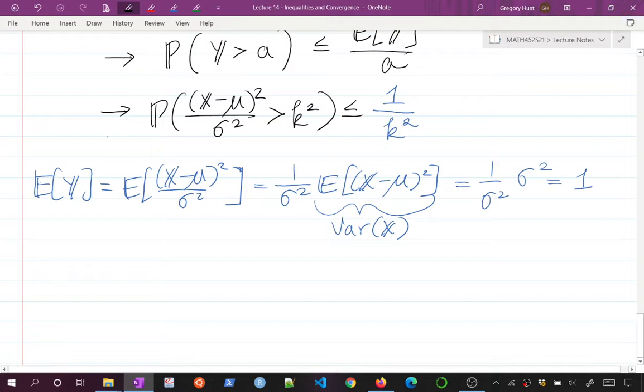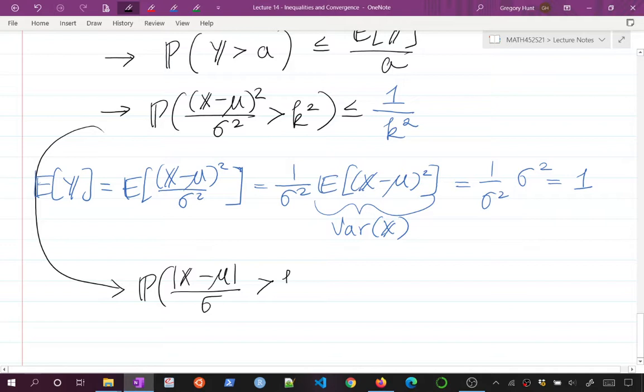So we can go one more step here, which is that we could just take a square root of both sides of this. If I take the square root of x minus mu squared, I don't get x minus mu, I get the absolute value of x minus mu. Take the square root of sigma squared, I get sigma. And I take the square root of k squared, I get k. K has to be a positive number here.